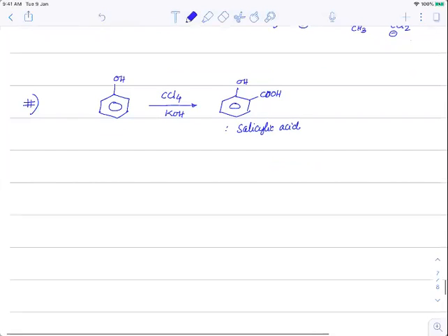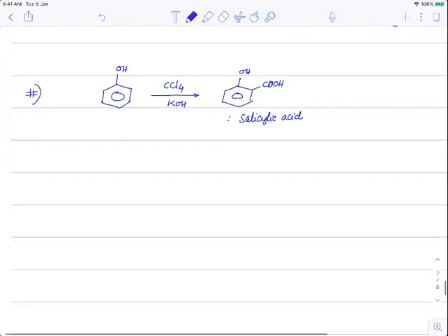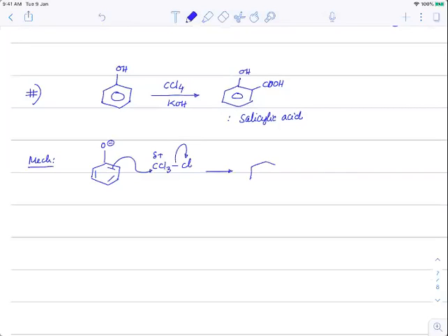It's called salicylic acid. Okay, so how is it formed? Check out the mechanism. We'll get this as O minus for sure, and then we have CCl3. If a carbon has so many chlorine groups, it has a highly positive charge on it. That itself will act like an electrophilic site. So as the pi bond attacks, chlorine leaves, and we will get this as a double bond O here.